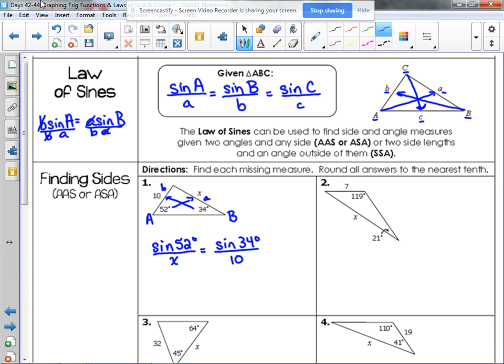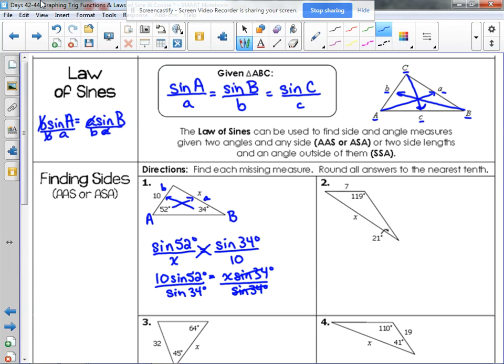Now, when we have a fraction equal to a fraction, what do we do to solve that? Ratio equal to a ratio. It's always y'all's favorite answer except when it's actually the answer. Cross multiply. When you have a fraction equal to a fraction, you cross multiply. So 10 sine of 52 degrees is equal to X sine of 34 degrees. We're wanting to solve for X, so then we turn around and divide by the sine of 34 degrees.